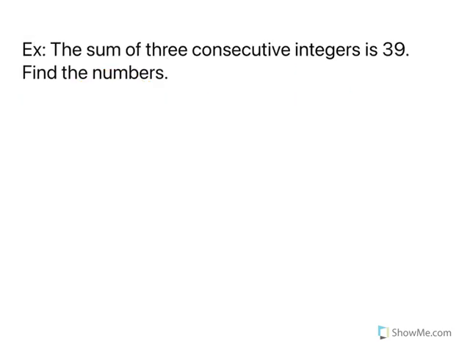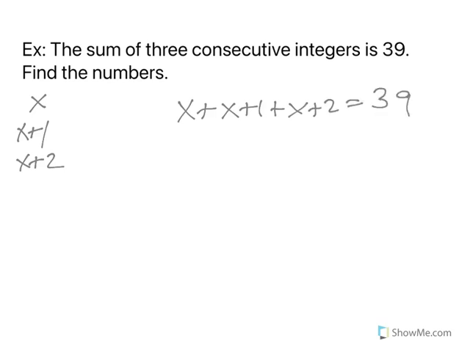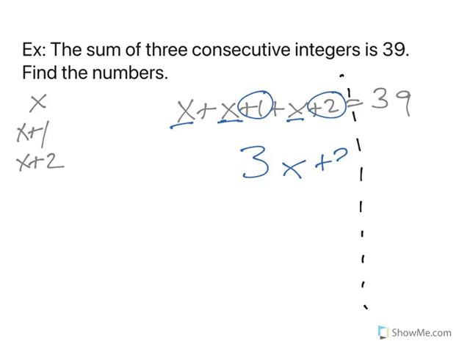Last one, three consecutive integers. So I have x, x plus 1, and x plus 2. When I add these three together, I get 39. Okay, so what do we have? We have 1, 2, 3 x's. 1 plus 2 is 3, and that equals 39. Great. Well, again, we want to isolate x, so I subtract 3 from both sides.